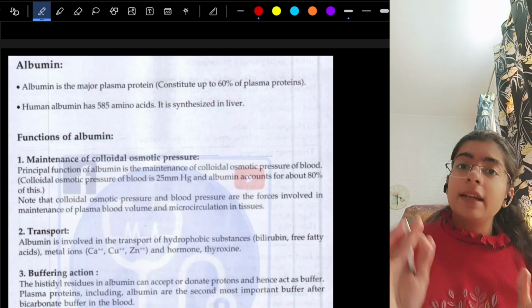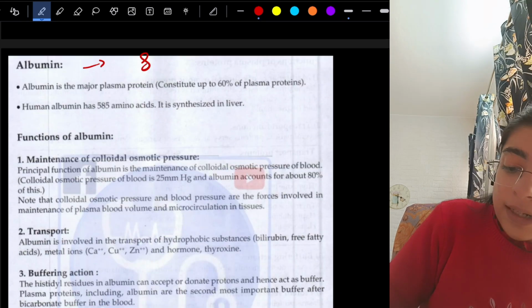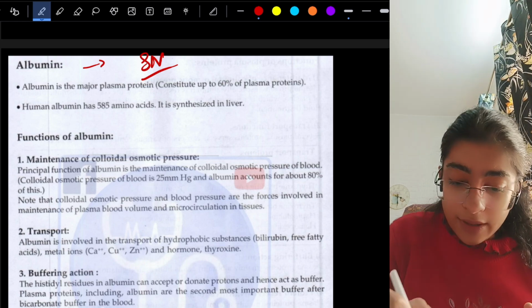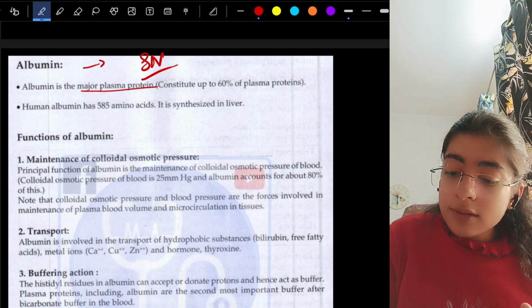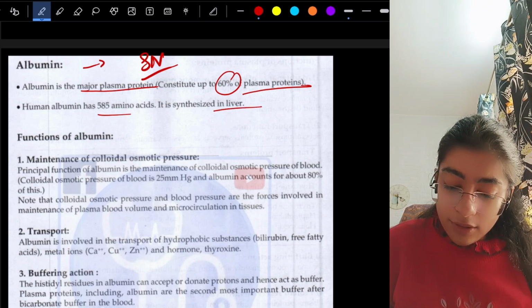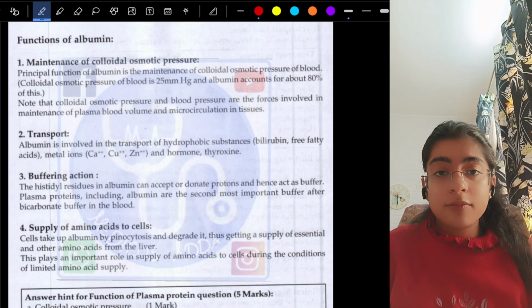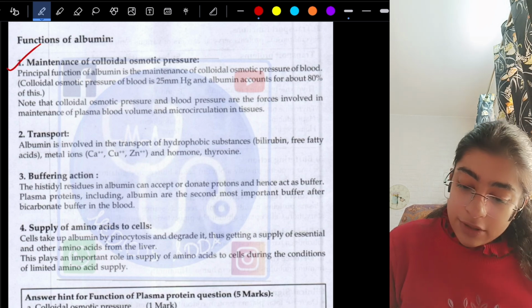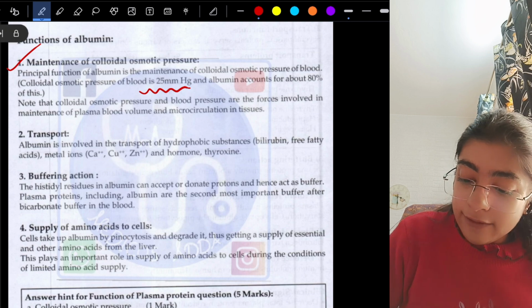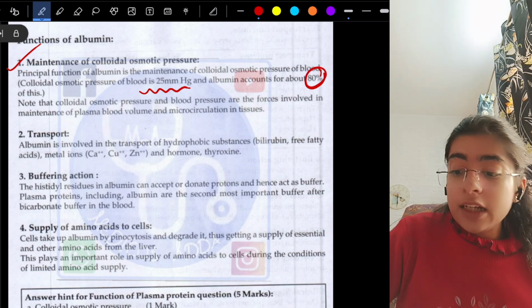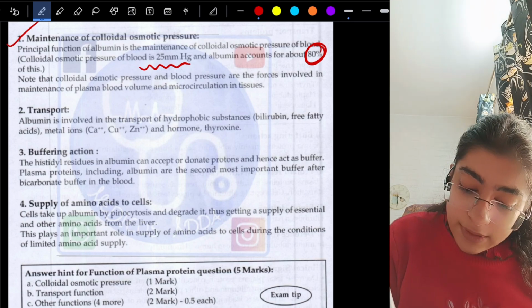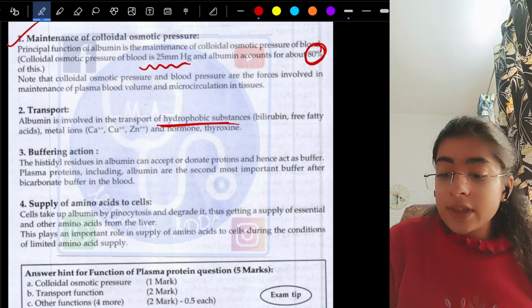Now albumin, it can come as a short note as well, very low chances, but yes, you need to prepare because it is important. Albumin, major plasma protein, 60% of the plasma protein. Human albumin, I have told these things already. Now when functions come, we already know colloid osmotic pressure. COP of blood is 25 mmHg and albumin accounts for 80%. This percentage can come. Okay, transport is basically transport of hydrophobic substances.